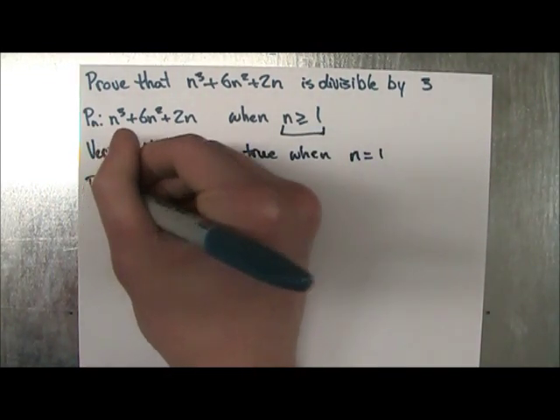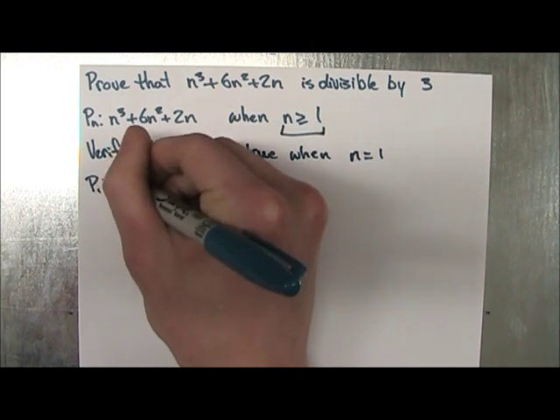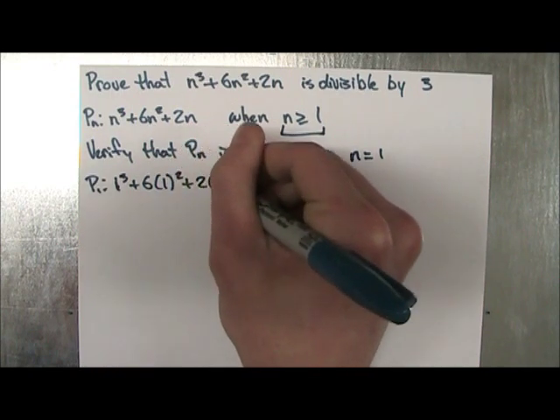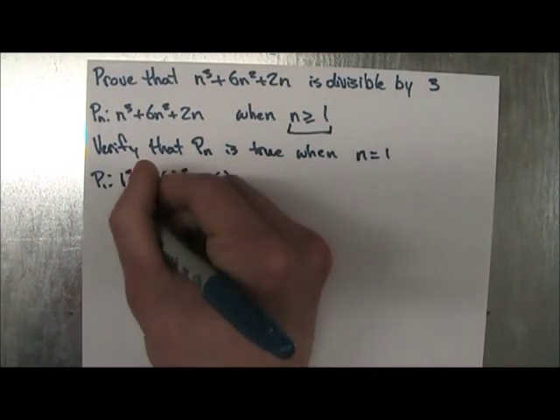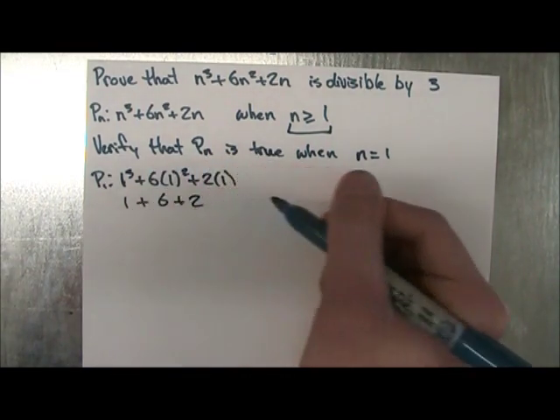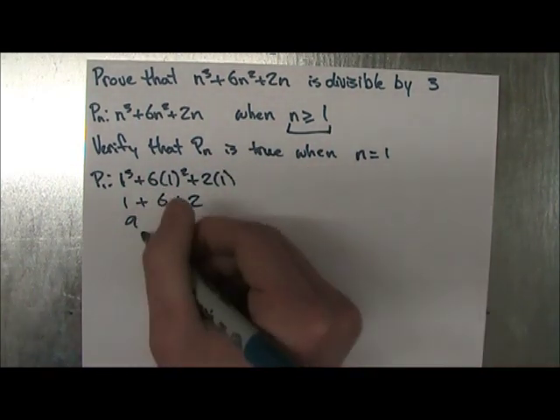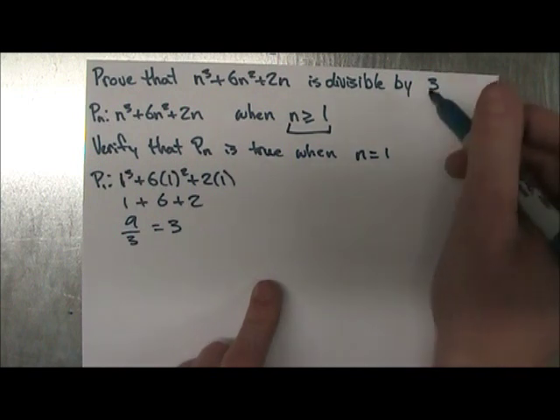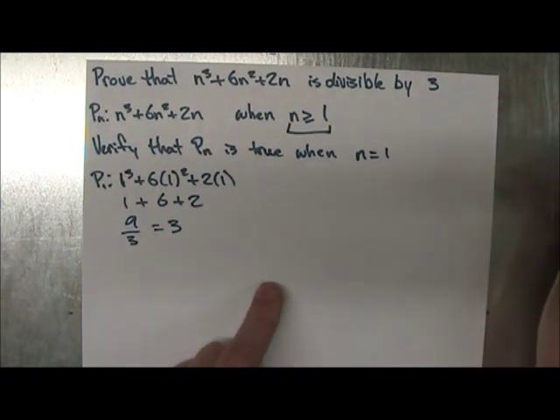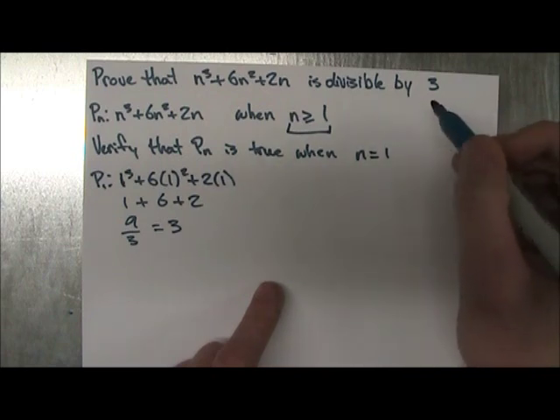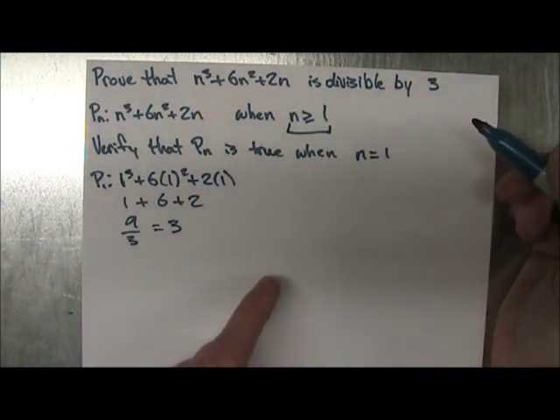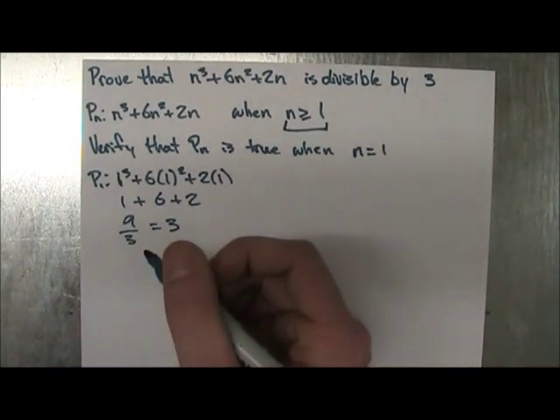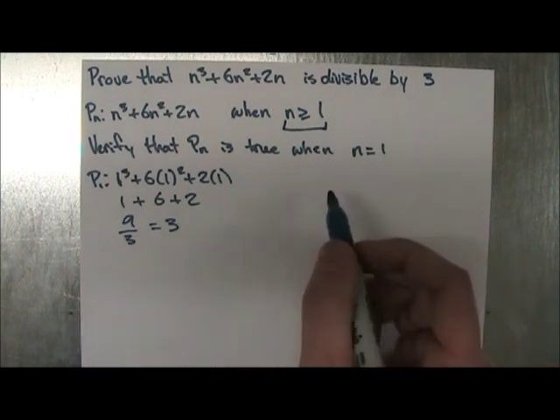So P1, your proposition, is 1 cubed plus 6 times 1 squared plus 2 times 1. This gives you 1 plus 6 plus 2, which is 9. And everyone should know that 9 divided by 3 gives you 3, which is exactly what we want, because when it says divisible by 3, they mean that dividing by 3 gives you an integer, a whole number to be exact. So that's our first step, and we proved it's true.